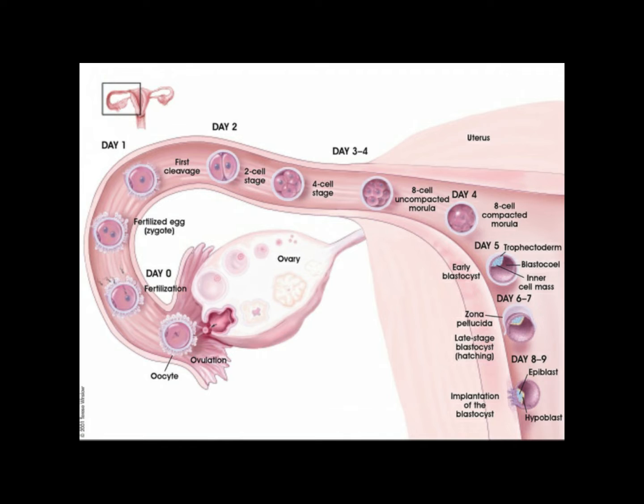The blastocyst has a fluid-filled cavity. The single layer of outer cells is called the trophoblast, which provides nourishment for the embryo. The inner cell mass eventually becomes the embryo, which will then develop into a fetus.